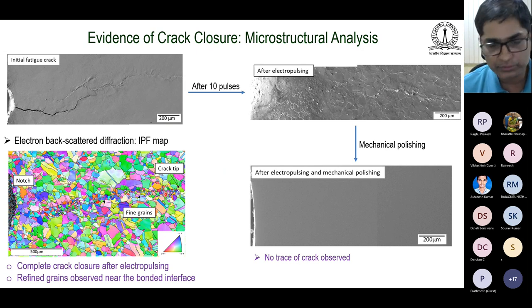So by looking at this, we can see that the strategy of taking smaller cracks and passing the currents with the larger pulse width, while applying a little bit of compressive stress, works in healing the crack, right? That's what we are seeing. So the crack is healed.